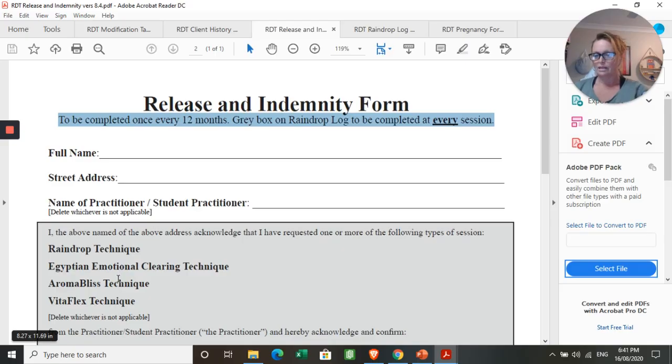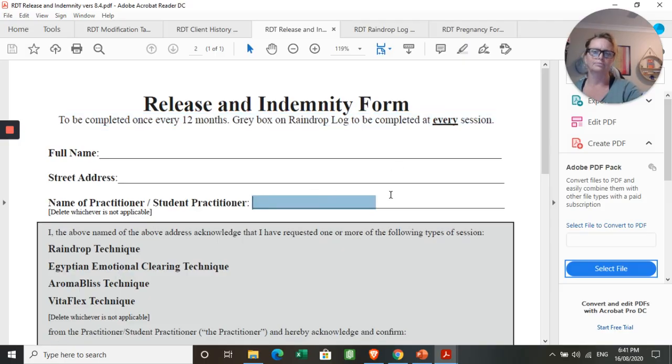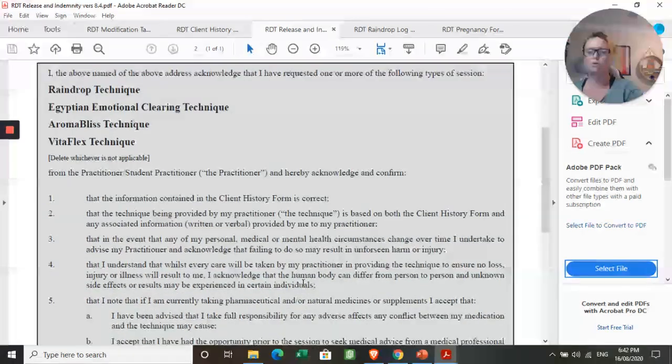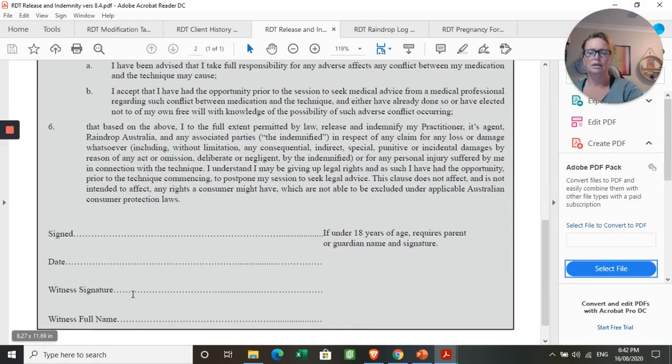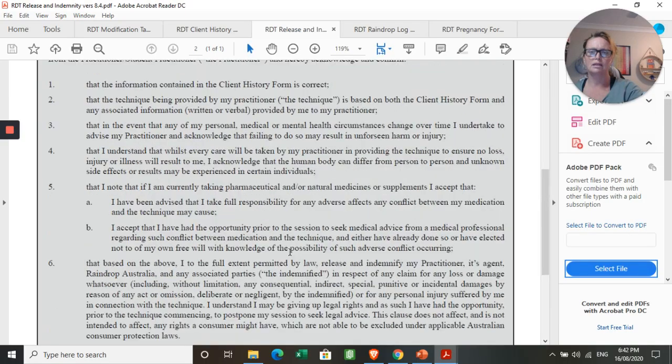So their name and address needs to be included at the top, and your name needs to be listed there as well. They're identifying you here, whether you're a student practitioner or a qualified practitioner. And then you want to see that your recipient has signed and dated it at the bottom, and it's okay for you to witness it. But if you have a third-party witness, that's great. You want to look at that as well. Okay. Then we're going to look at the client history form. So that's our release and indemnity.